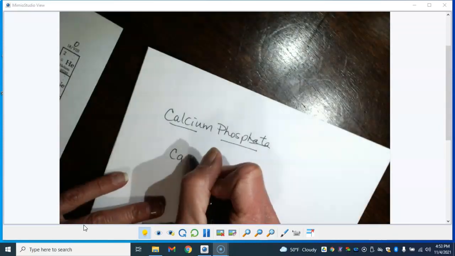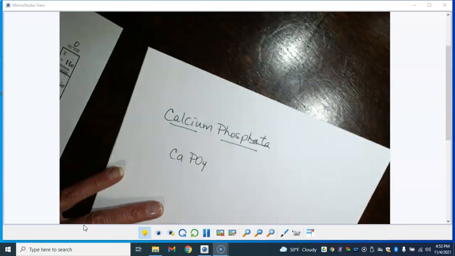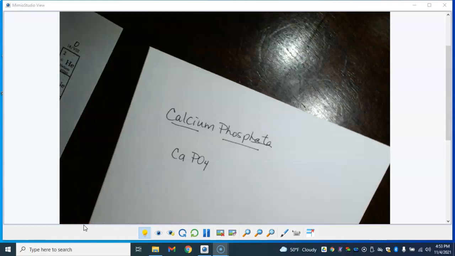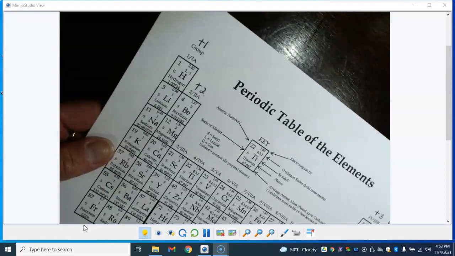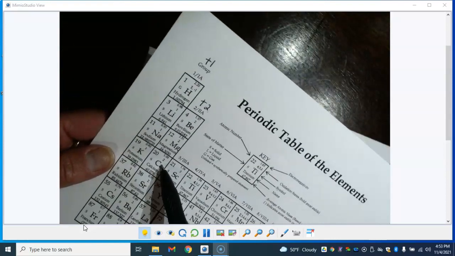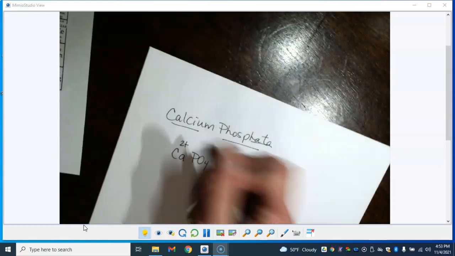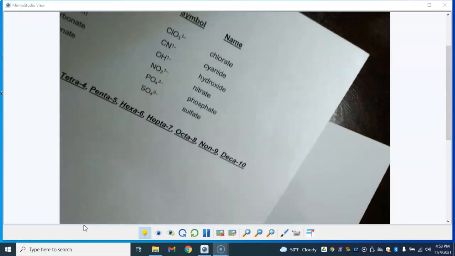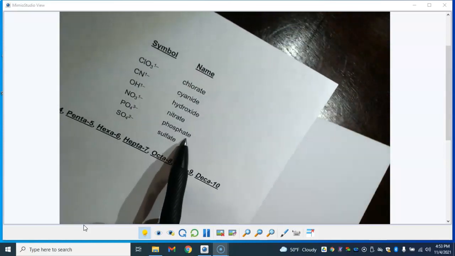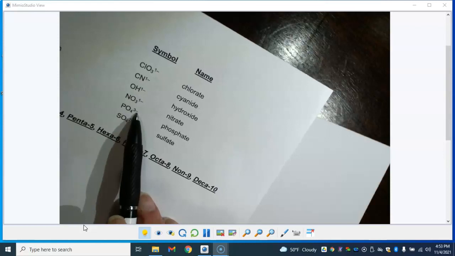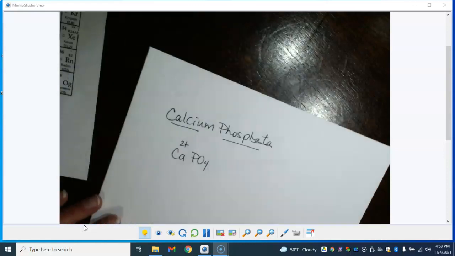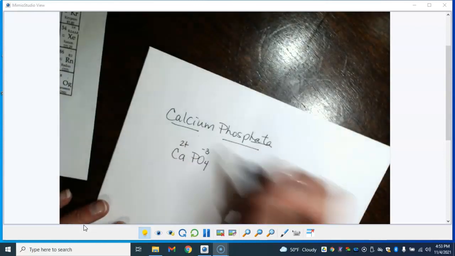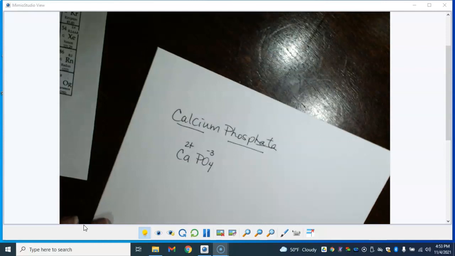So I'm going to write the formula, PO4. Just like I did before, I'm going to assign oxidation numbers. I'm going to look for calcium over here. Calcium has an oxidation number of +2, so I'm going to put +2 above it. Phosphate, not phosphorus, phosphate has an oxidation number of -3. So I'm going to put a -3 above the whole phosphate ion.